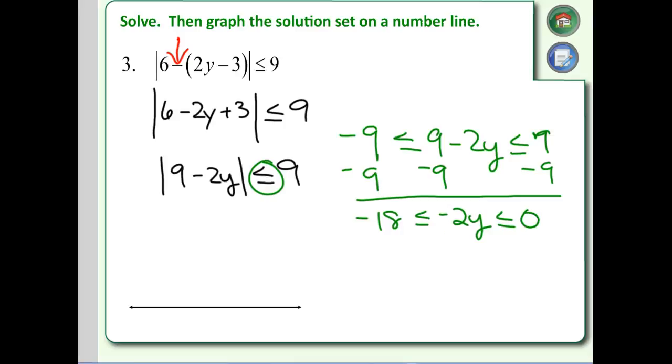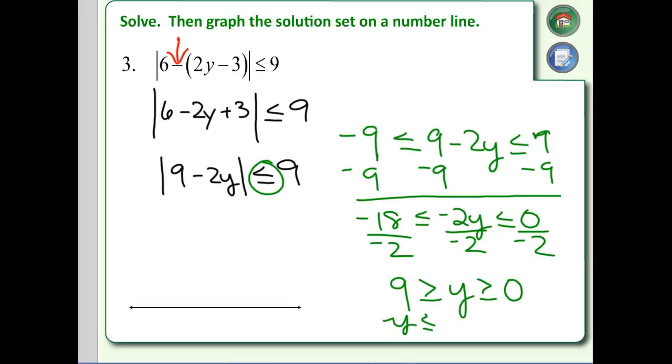Well, we still got to get y alone. We're going to divide everything by negative 2. Well, did you hear we're dividing by a negative number? So remember, we've still got to flip both signs since we divided by a negative number. There's our final answer. Okay? So that means y is less than or equal to 9, and y is greater than or equal to 0.